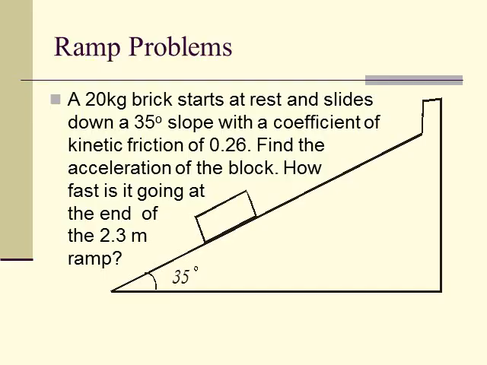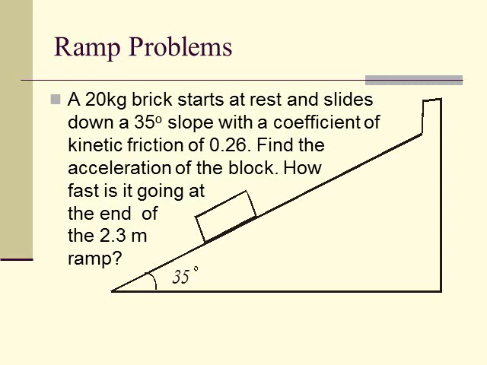If we have a 20 kilogram brick that's on a ramp, and it tells us the angle of the ramp is 35 degrees with respect to the horizon, and the coefficient of friction on the ramp is 0.26, and they want us to figure out the acceleration of the block. Eventually, we'll also figure out how fast it's going at the end of the ramp.